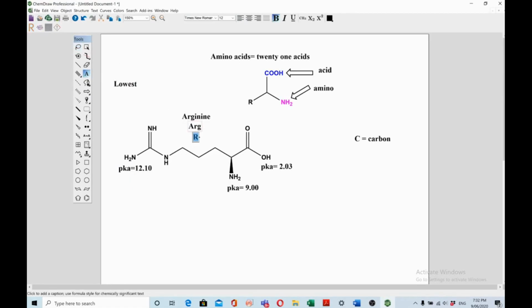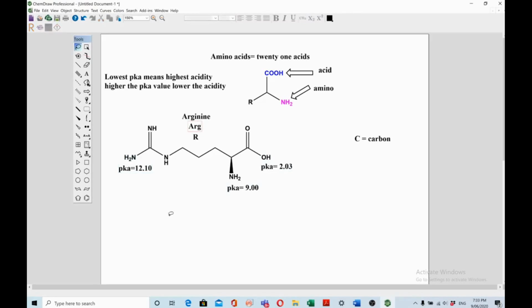Okay, this is the point which I was mentioning: the lowest pKa means the highest acidity of that group, and the higher the pKa value, the lower the acidity. Keep this in mind, so you can quickly pick which side is most acidic and which side is least acidic. So this is most acidic and this is least acidic.